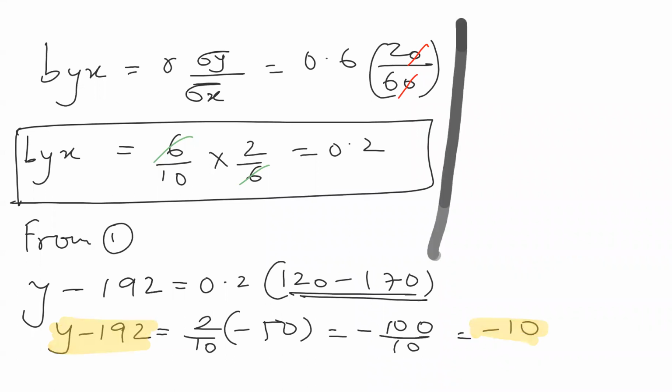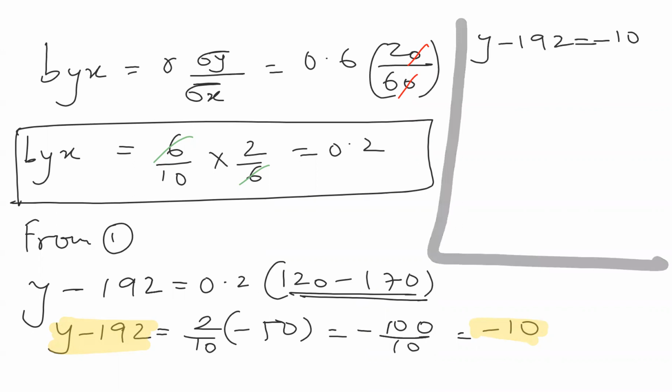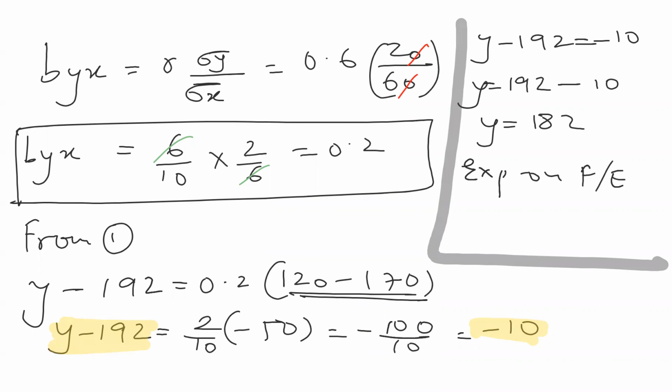Okay, so we are left with Y minus 192 is equal to minus 10. Let's write down over here. Y minus 192 is equal to minus 10. Y is equal to 192 minus 10. So Y is equal to 182. So expenditure on food and entertainment is equal to rupees 182. That should be your final answer. Okay, that was question number 10 of exercise 3.2.